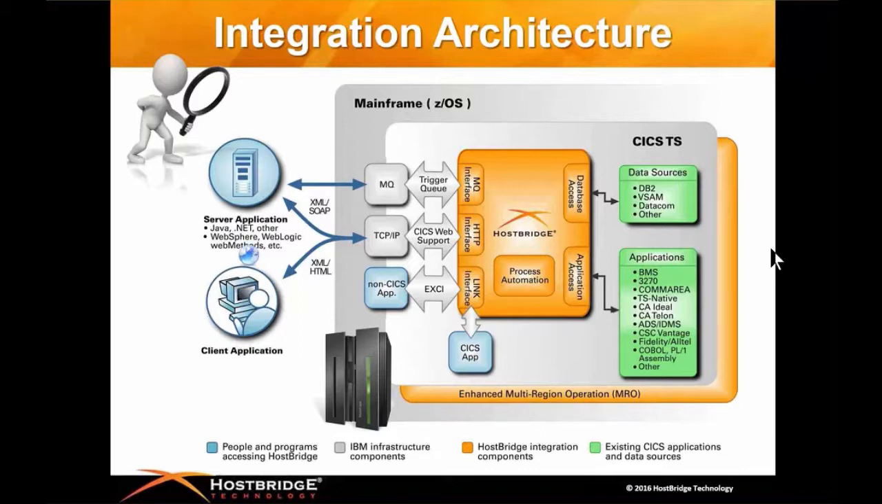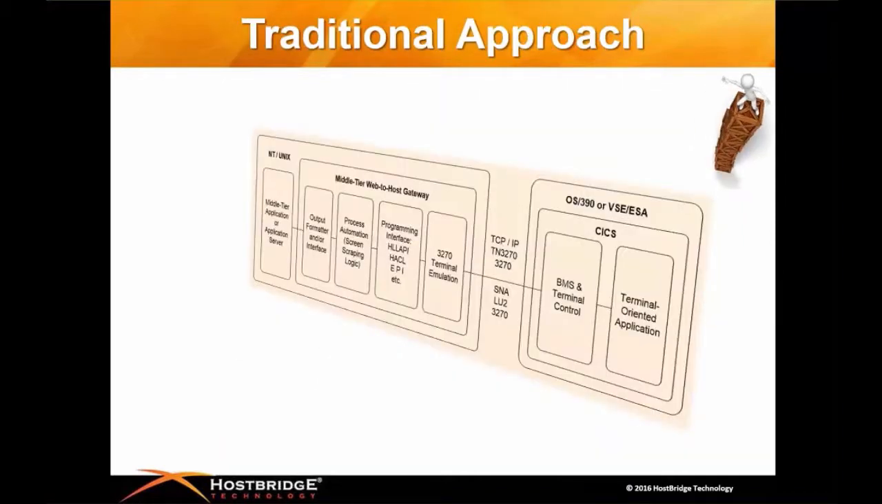HostBridge not only has the ability to run your applications, but we can go directly at the data as well. So if we need to get information out of DB2 or VSAM or some other data source that's available to CICS, we can do that inside CICS without having to return back to the client or without having to call another program. So the JavaScript itself can make calls to the CICS APIs to do DB2 calls and VSAM reads and writes.